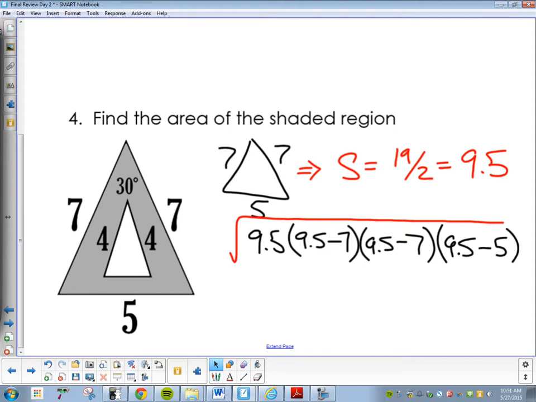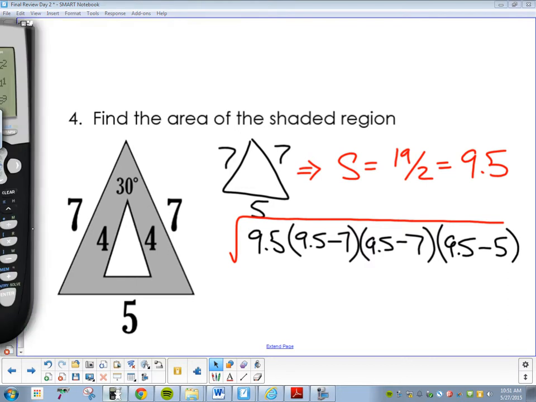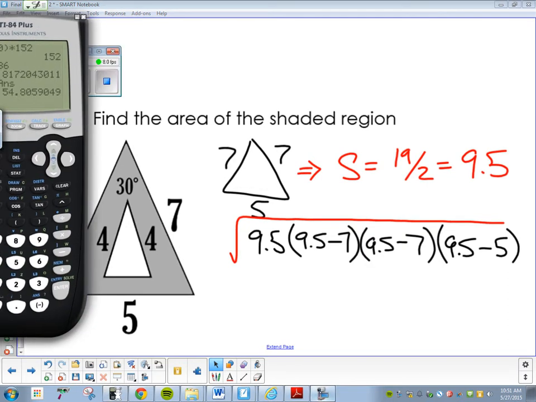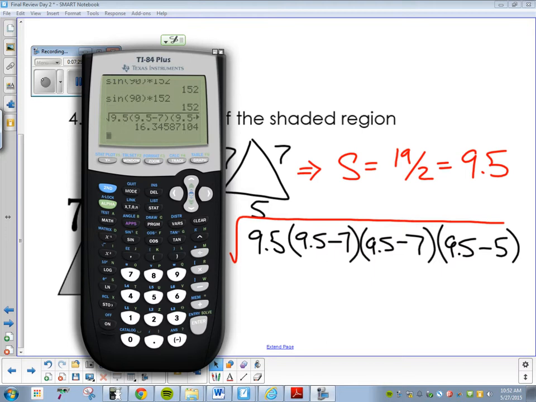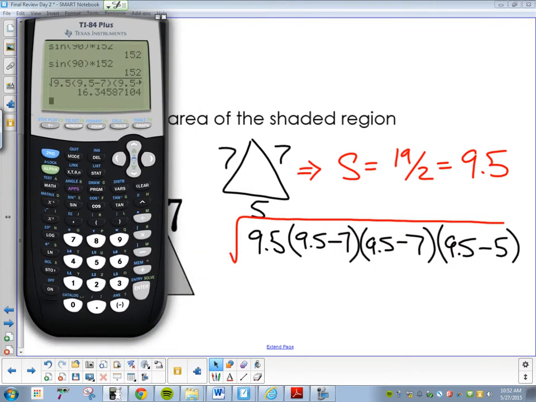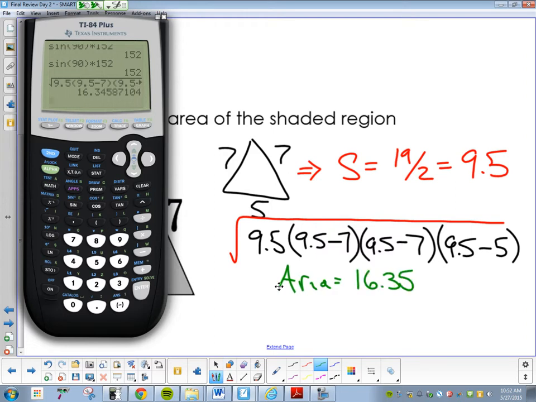Find the area in your calculator. Do that now, please. We type it all in. I end up getting 16.35 for my area. So the area of the big shape is 16.35. Once I find the area of the big shape, what do I need to do next? Little shape. I need to find the smaller triangle.